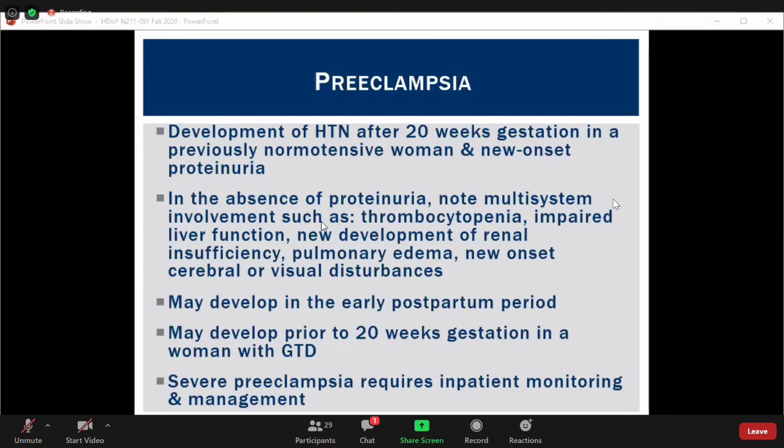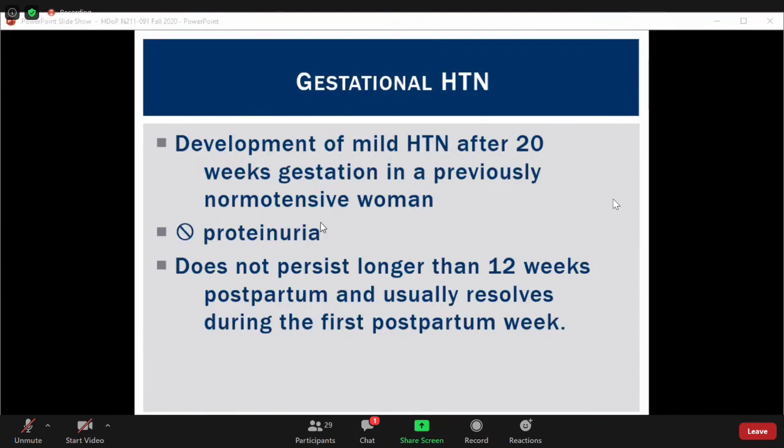Okay, so could you have hypertension that starts during pregnancy and it not be preeclampsia? It can be gestational. Okay, and then the difference with that is there's no proteinuria. Okay, got it. Thank you.